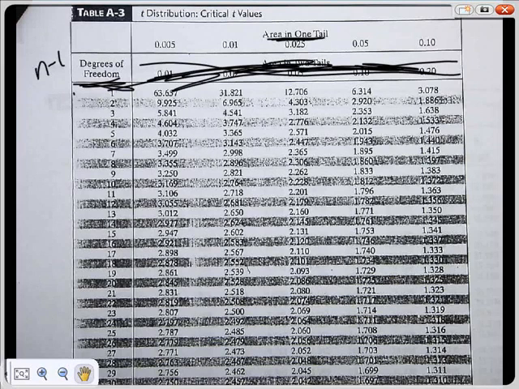what is degrees of freedom, Minerva? Now, how many did we have last time? How many data points did we have? We had 8, right? We had 8. So degrees of freedom in this case will be 7. Minerva, did you know that?